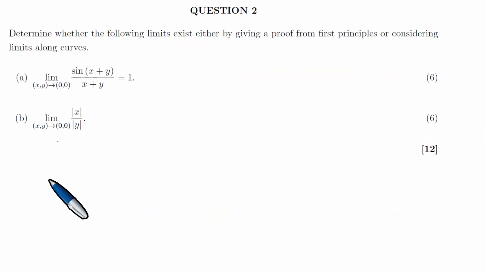Now, the next one is very, very simple. Does it exist? Does it not exist? Well, it does not exist, but we'll prove that. Determine whether the following limits exist by giving a proof from first principles. The first one exists because of the L'Hopital rule argument, and we proved it using epsilon delta, a proof from first principles. But this one does not exist. Just looking at it, we're going to show that it does not exist.